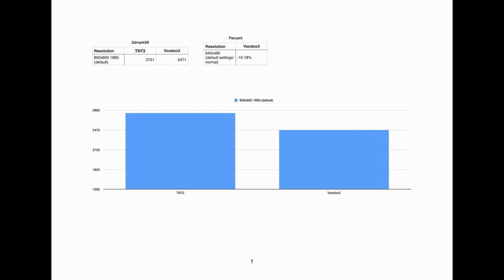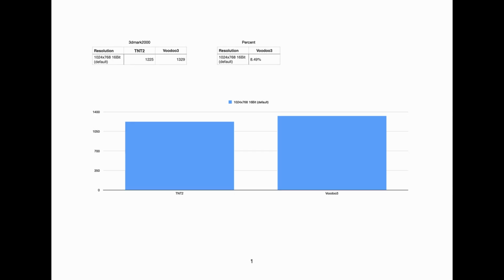Now, it will be interesting to see if that continues, because our next benchmark is 3D Mark 2000. Here, though, the roles reverse again, and the Voodoo 3 is 8.5% faster. Now, this benchmark in 3D Mark 2000 is running at 1024, whereas the default resolution for 3D Mark 99 is 800 by 600. So potentially the memory bandwidth is helping the Voodoo 3 here, but the TNT2 is not that far behind, so pretty closely matched.